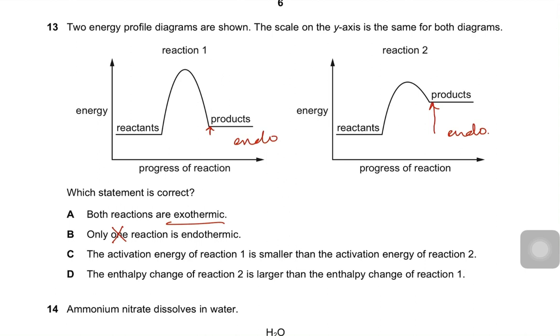The activation energy of reaction 1 is smaller than the activation energy for reaction 2. Now let me show you. The activation energy of reaction 1 is really high, and for reaction 2 it's smaller. So activation energy of reaction number 1 is higher. That is wrong. It's not smaller. The enthalpy change of reaction 2 is larger. Enthalpy change for reaction 2 is higher. You can see it from the arrows. For reaction 2 it's really bigger. That is why D for doctor is the answer.